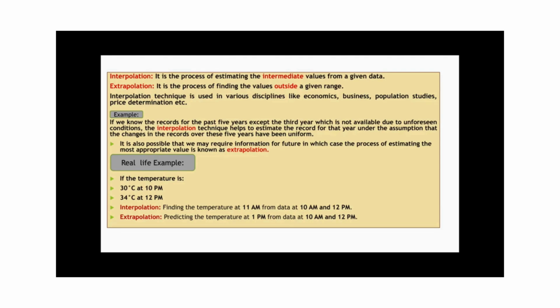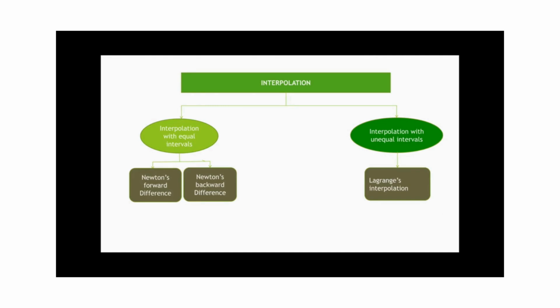Now, suppose we want to predict the temperature at 1 p.m. Since 1 p.m. is outside the given data, we use extrapolation. So remember, interpolation means inside the given data, extrapolation means outside the given data.